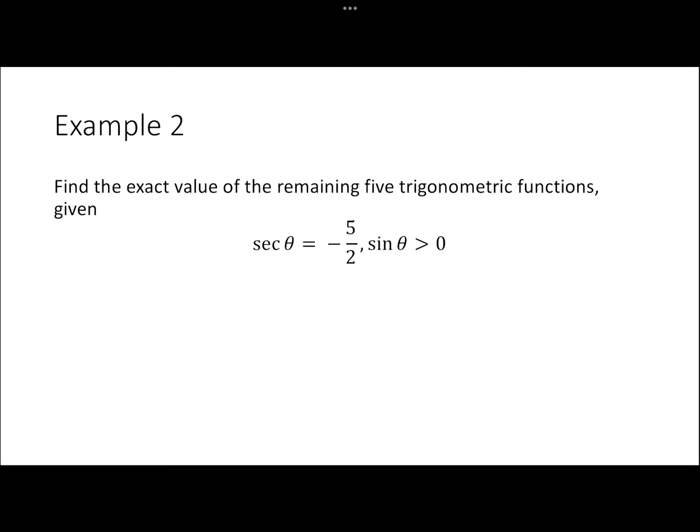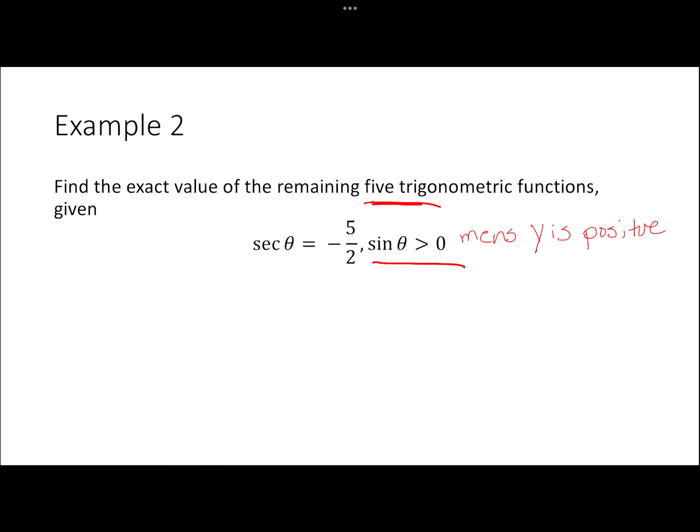Okay, here's another example. Find the exact value of the remaining 5 trig functions given that secant is -5/2, and I know that my sine is greater than 0. This means that my y is positive.